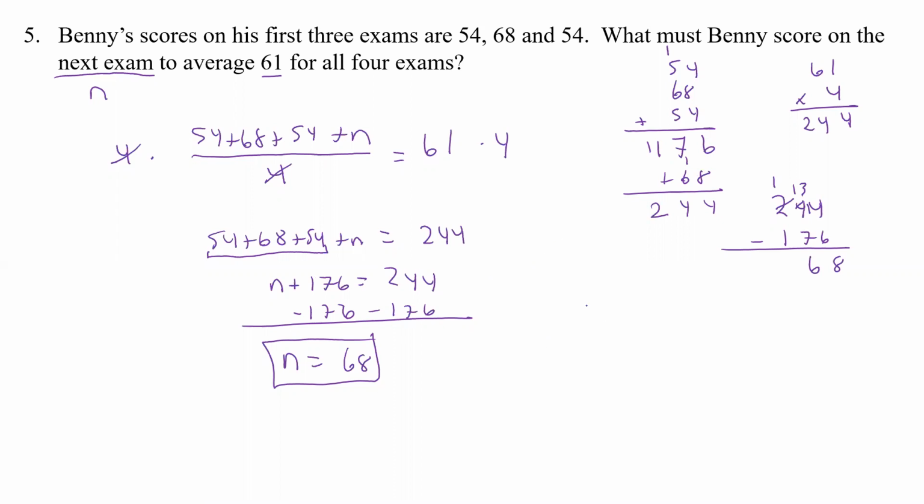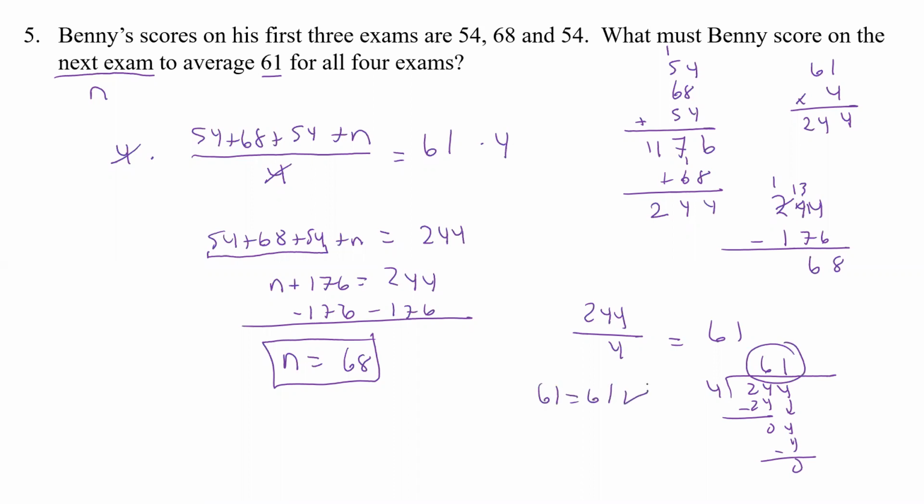So it's going to be 244 divided by 4. We say that's 61. Now, does that work? Well, let's take 4 into 244. Well, 4 goes into 24 6 times. That works. That's 24. Subtract, that's 0. Bring down our 4. 4 goes into 4 once. That's 4. Subtract, that's 0. So it says 61 equals 61. So it does check out. And so that is the next exam score we need to get that average of 61.